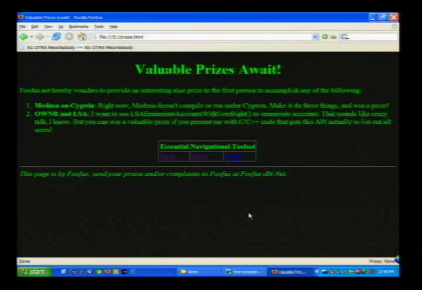Also, I have been trying to use the LSA enumerate accounts with user right API call to enumerate users. The SDK used to say you could do that, and I know that sounds like a crazy idea, just enumerating accounts with an API called enumerate accounts.